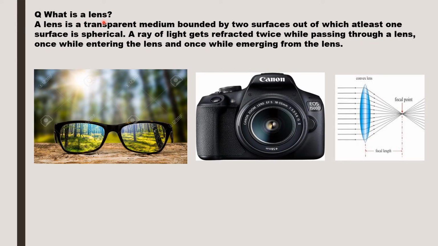What is a lens? A lens is a transparent medium which is bounded by two surfaces, out of which at least one surface is a spherical surface. A ray of light gets refracted twice while passing through the lens, once while entering the lens and once while emerging from the lens.